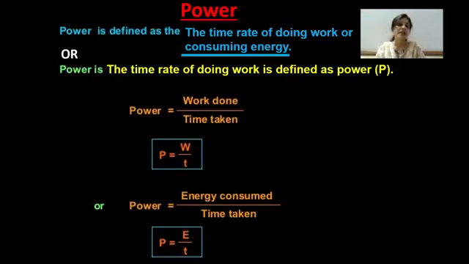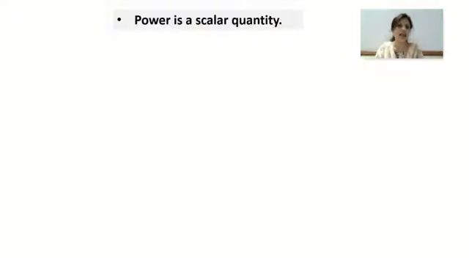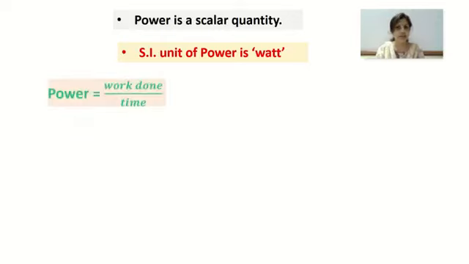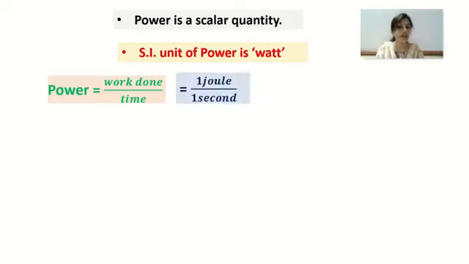Now what will be the SI unit of power? For that, let's first make this understanding clear that power is a scalar quantity and the SI unit of power is watt. Now how is this unit described? Just look over here. Power is work done upon time. The SI unit of work is joule, the SI unit of time is second. So power is equal to joule per second, and this joule per second is given the name watt. So power can be watt or joule per second.